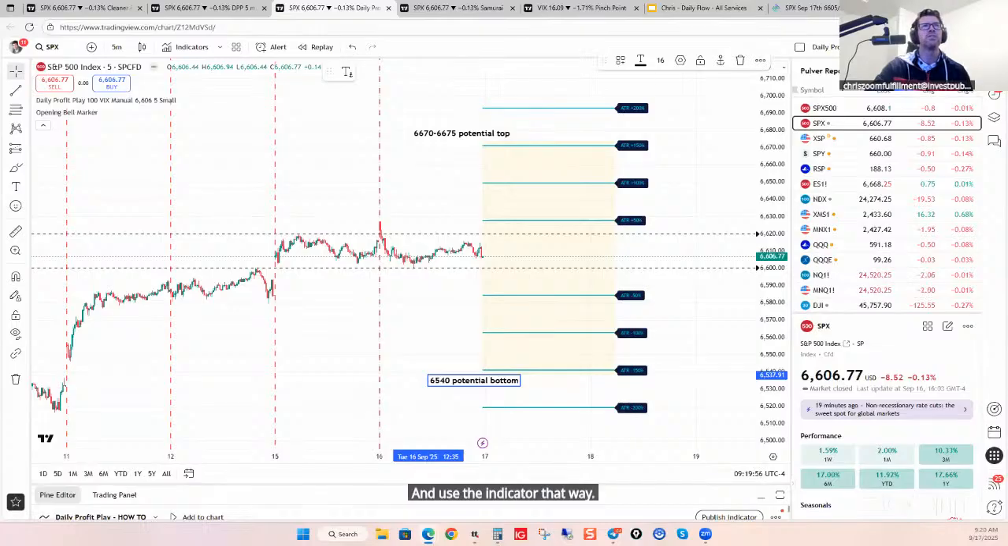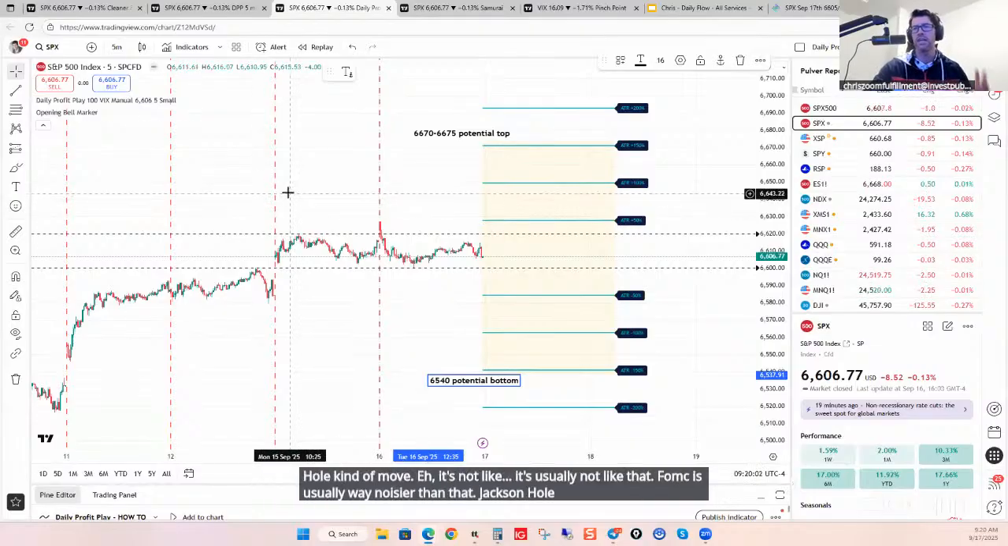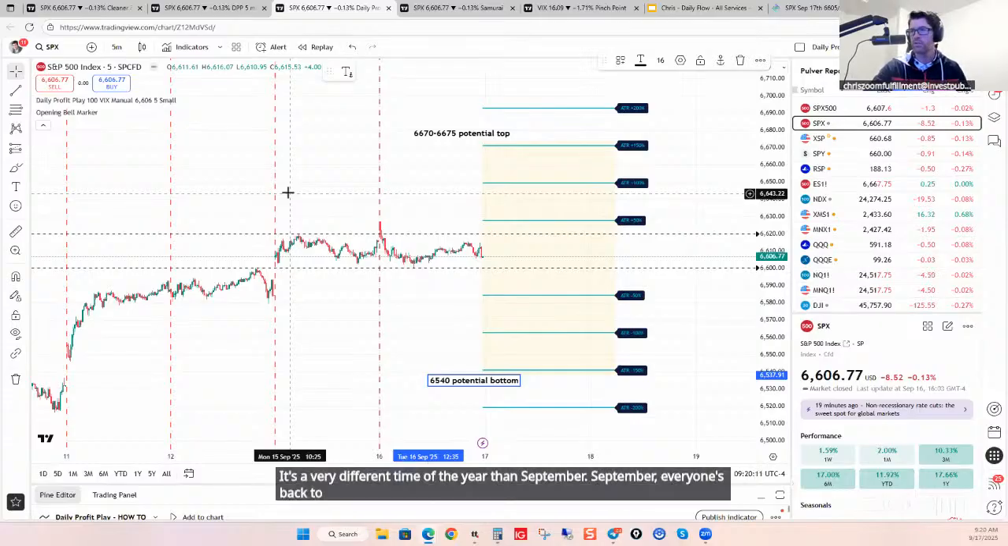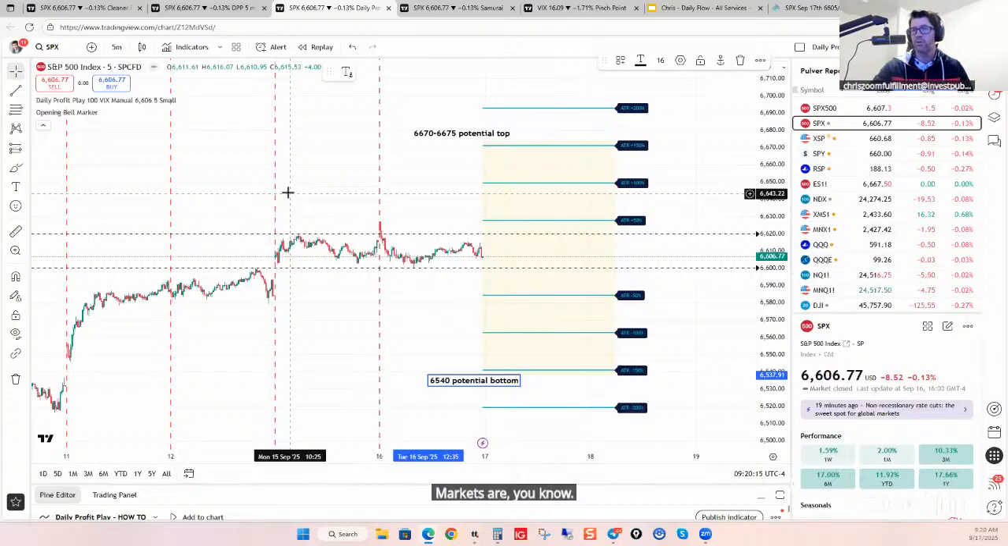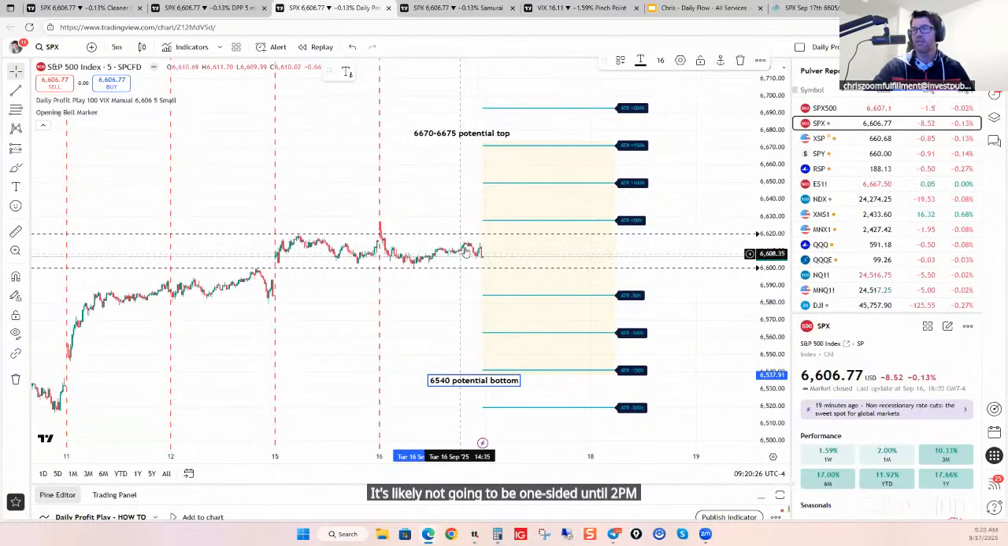Okay. John says, I'm worried about a Jackson Hole kind of move. It's usually not like that. FOMC is usually way noisier than that. Jackson Hole is kind of a one-off thing. It's also summer. You have to remember Jackson Hole in August is a very different time of the year than September. September, everyone's back to work. Kids are back to school. We know that the markets are highly anticipating this FOMC event. But I wouldn't imagine it's going to be a one-sided move. And if it is, it's likely not going to be one-sided until 2 p.m. So that does give us kind of the morning to play with.